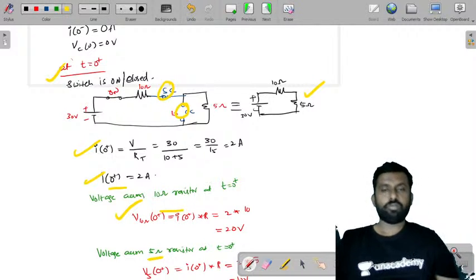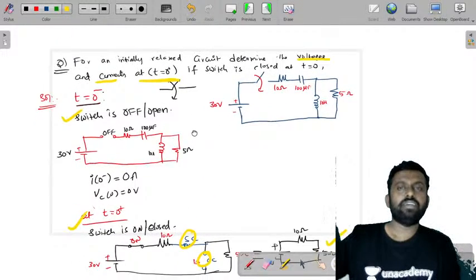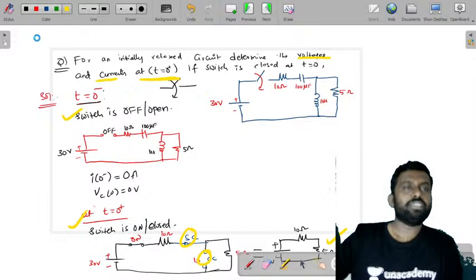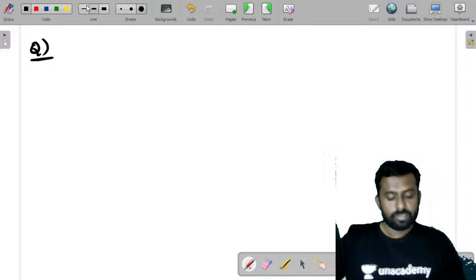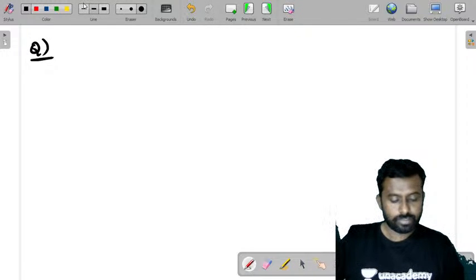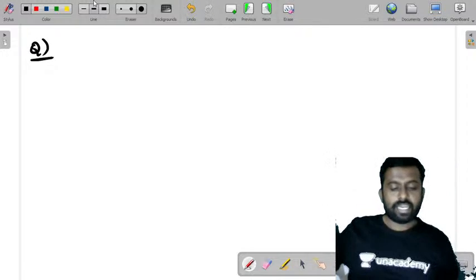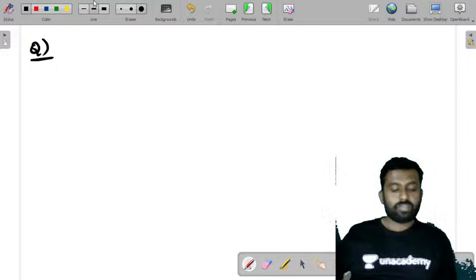So this is one more problem. This is very easy. We just try to understand about initial conditions. Now let's also look at one more question. Let's try to solve more questions. So the question is: for the circuit shown, determine the voltage and currents at t equal to 0 plus when the switch changes its position from 1 to 2 at t equal to 0.